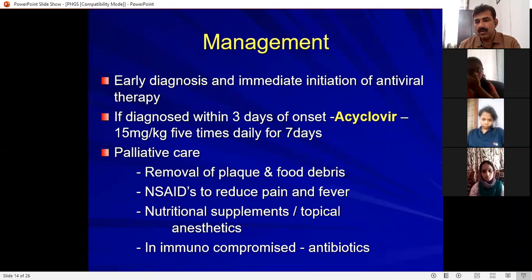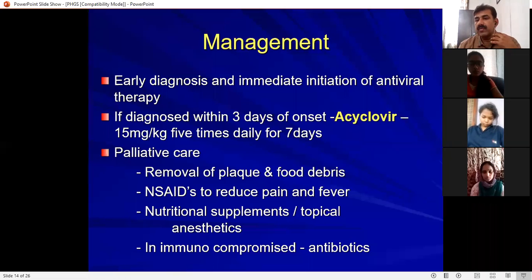And along with that, you can take care of the extraoral symptoms. Sometimes the fever you can take care of by giving some sort of anti-inflammatory or antipyretic drugs. And usually you have ulcers, so that will be very painful. So you can give some topical anesthetic agent to reduce the pain there. And basically, if there is gingival inflammation and bleeding also, you can remove all the plaque and food debris so that the irritation is reduced.